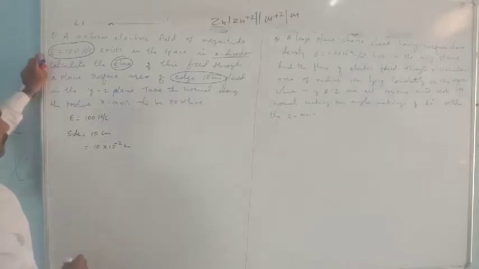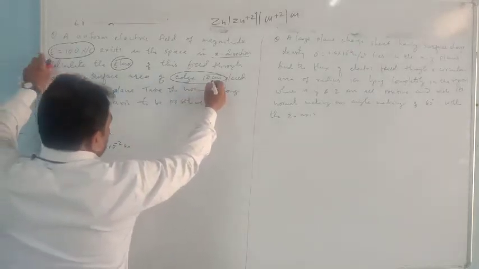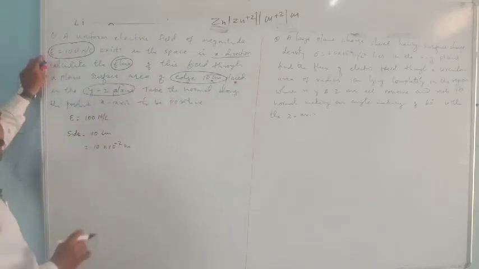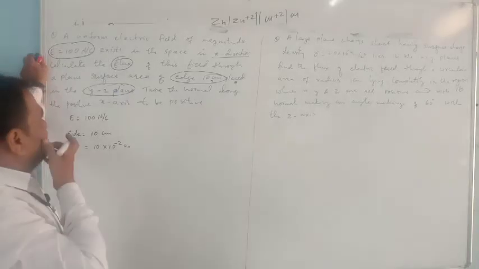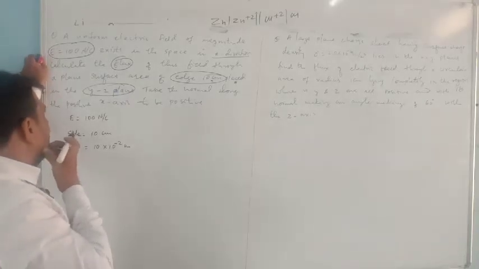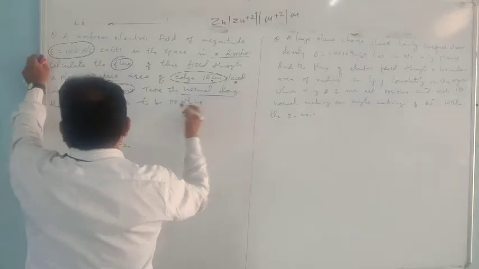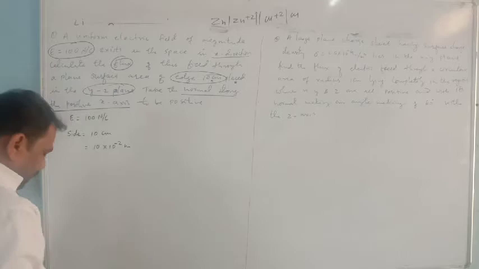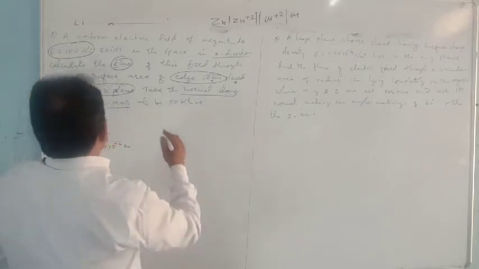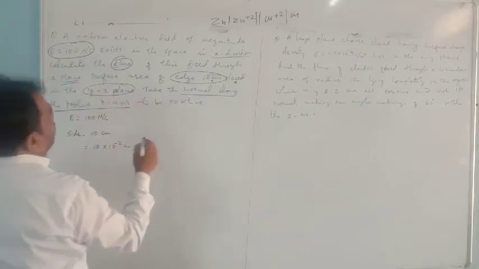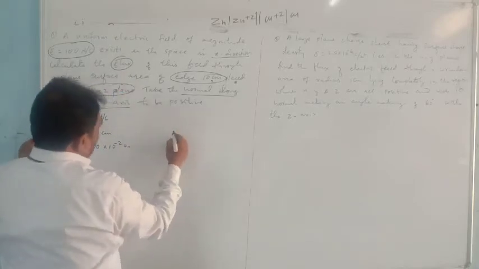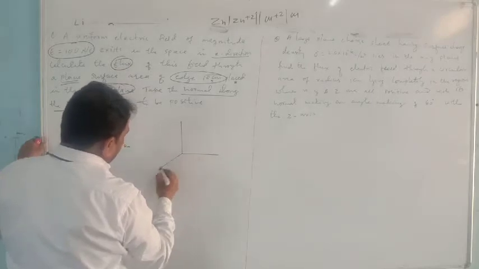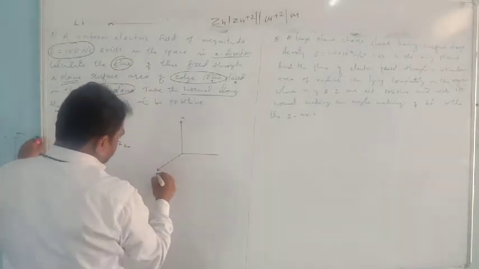Which plane is given? This 10 centimeter edge is placed in the YZ plane, and again consider the normal along the positive x-axis to be positive. So here consider a plate in the YZ direction. Here we consider this is the YZ plane.